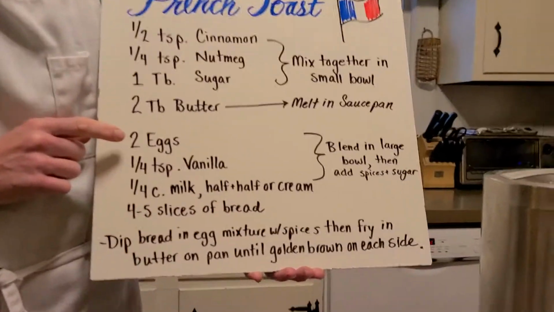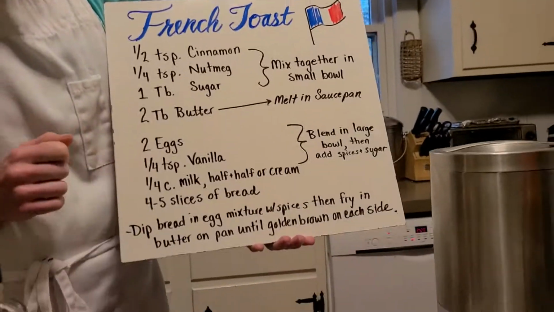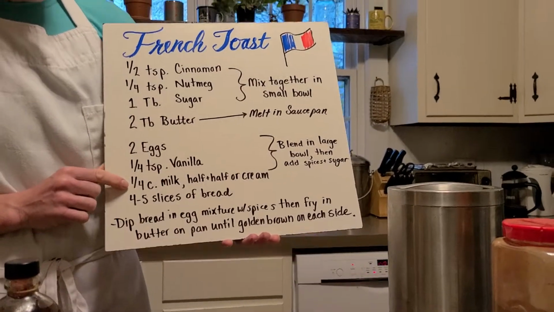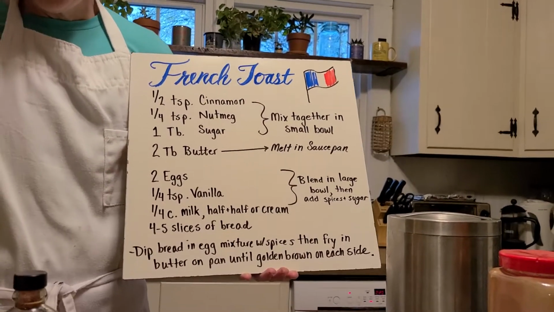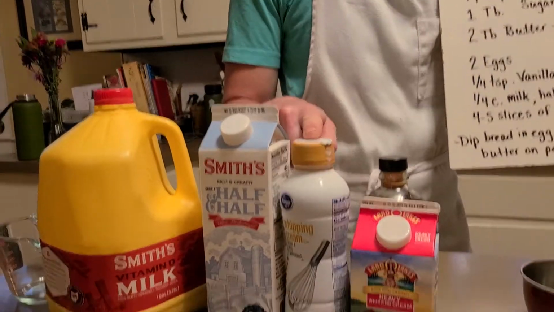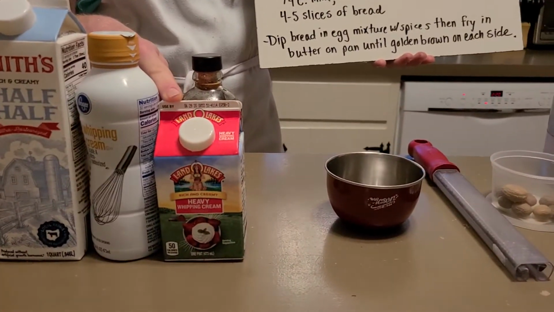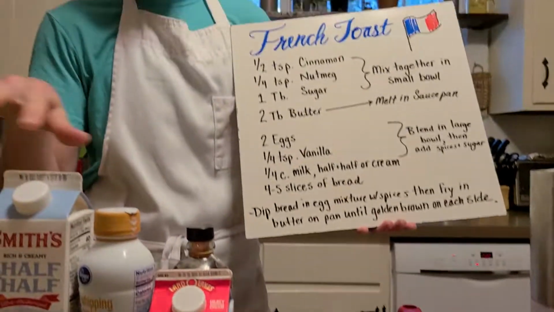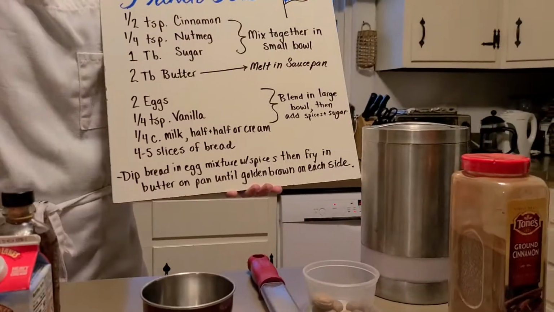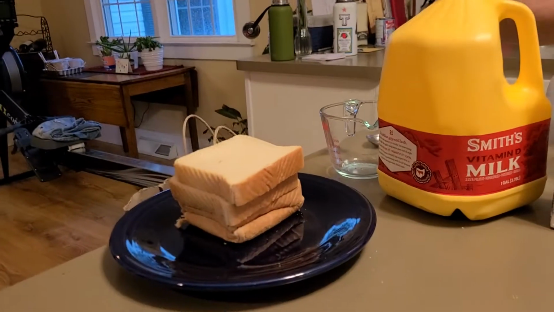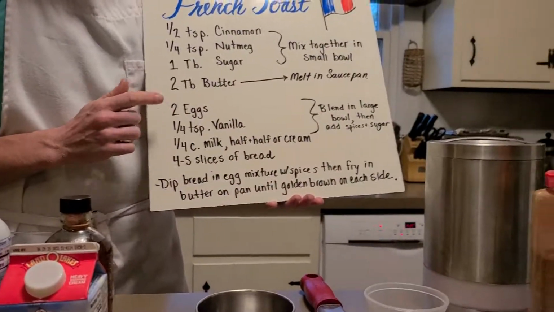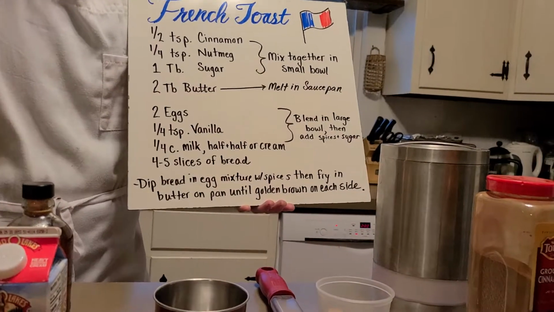And then while that's warming up, we'll mix 2 eggs, a fourth teaspoon of vanilla, and then a 1/4 cup of milk, half and half, whipping cream or heavy whipping cream. We're going to talk about the differences in these in just a bit. We're going to need some bread. This is what we've got on the plate right here, and some eggs. And that's all we have to do, just mix those things together.